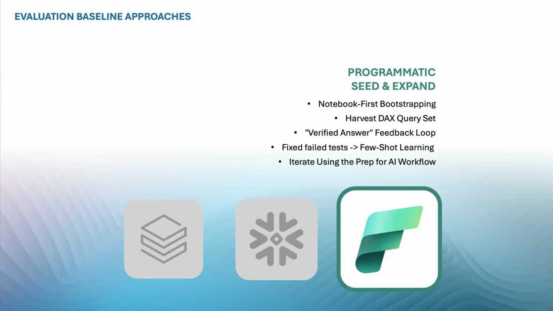It'll teach the model, hey, here's how we generally want to join things together when we're looking at these kinds of questions, right? So those few-shot examples can be generalized. And then there's also the prep for AI workflow within Fabric. It's quite useful where you're basically posting information directly to the semantic model that then can be used by the AI to inform and improve the quality of what's there.